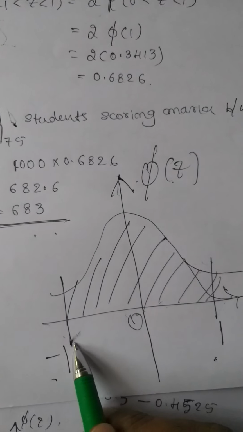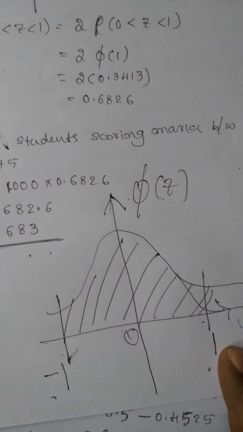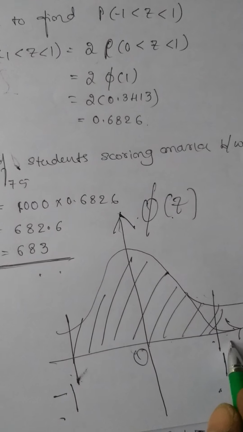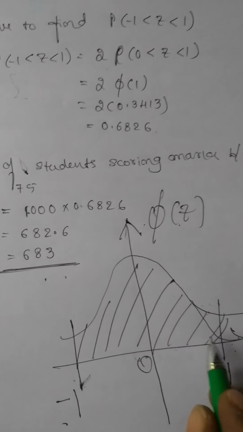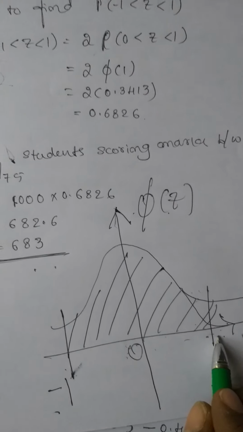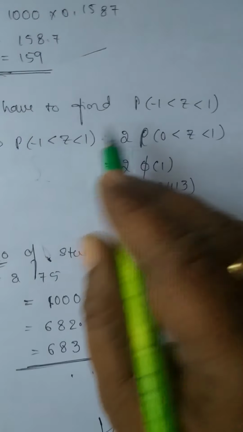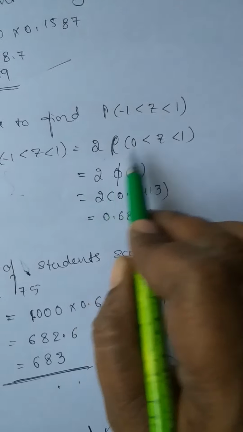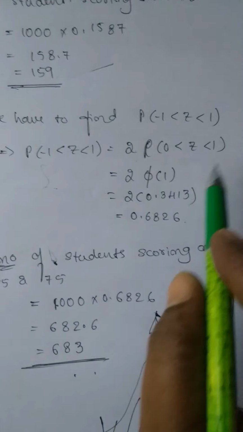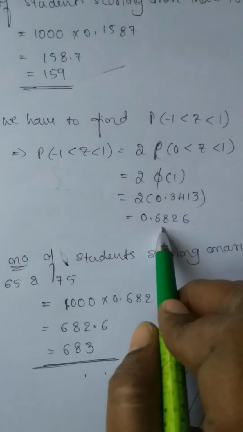Correct? Since I have to calculate from -1 to 1, instead of going from here to here, I can calculate this distance, 0 to 1, and multiply that with 2, because it is symmetry, and this 0 to 1 distance is the same as 0 to -1. So calculate 0 to 1 and multiply that with 2. That's what we have done here. We can write -1 to 1 as 2 times 0 to 1. So this 2 you can carry as it is, and 0 to 1 can be written as phi of 1. Again, you can calculate this either from the normal distribution table or from the calc sheet. You're going to get this much.